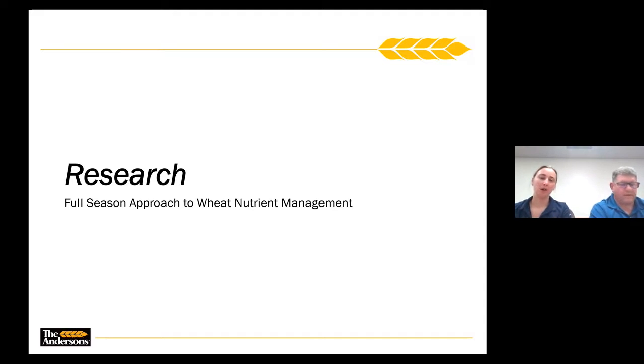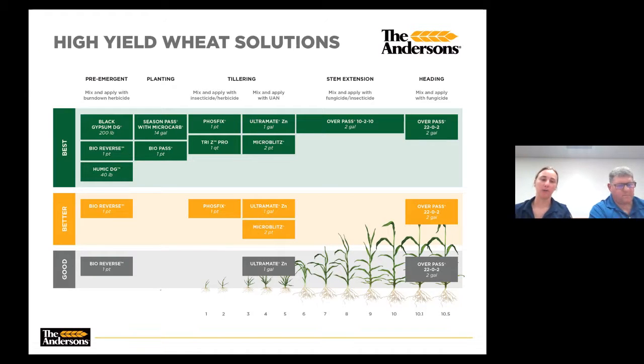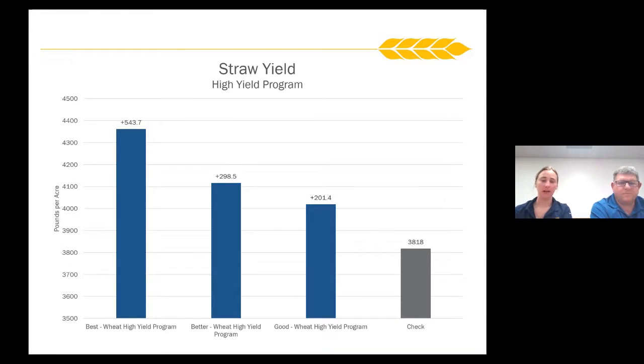So now that we've talked about all of the nutrients and how they play into a full nutrition program, we want to talk about our high yield program and how well it performs in the field. So we have our good, better, and best program. Good includes our BioReverse and Ultramate, and then we add in more products as we get to the better and the best program, and look at how well those yielded in an actual year.